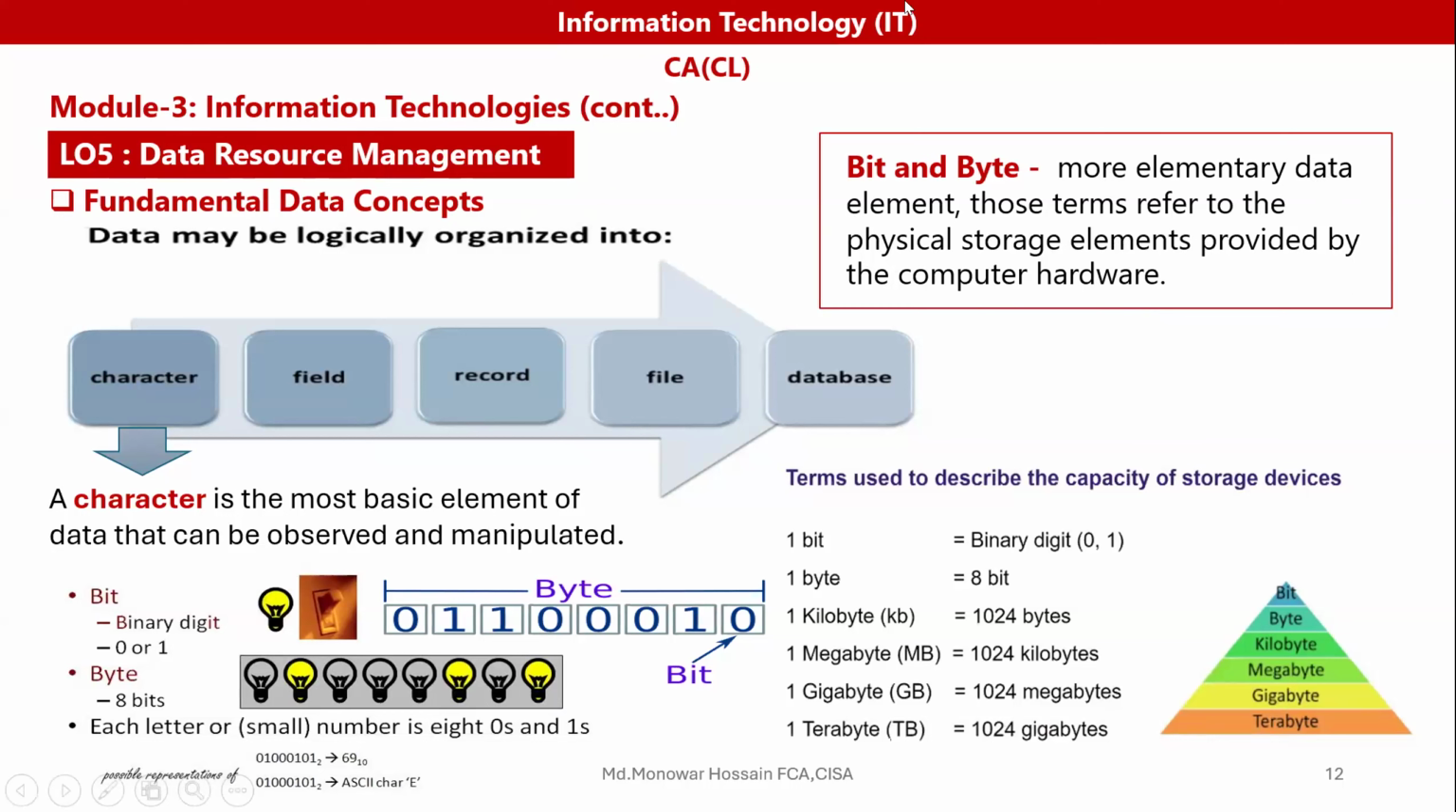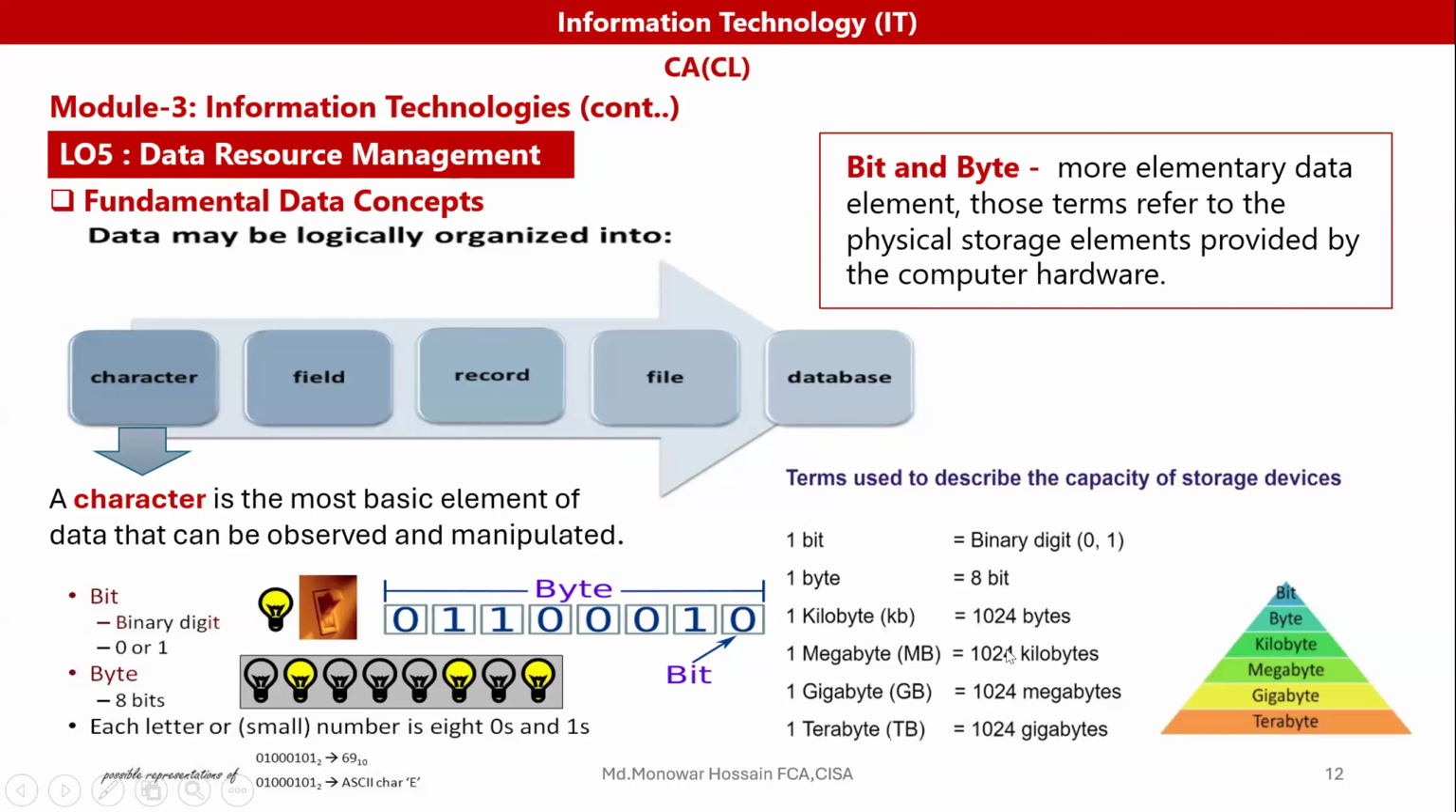We know the bit is a binary digit, 0 or 1, and byte, 8 bits. So 8 bits make a byte. Each letter is a number, that means 8 bits make a byte. And we know the terms used to describe the capacity of a store. 1 bit equals a binary digit 0 or 1, and 1 byte means 8 bits.